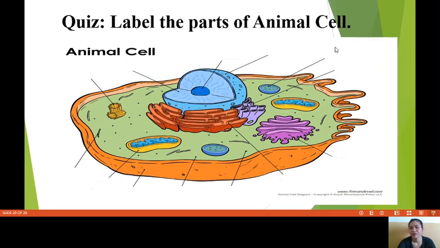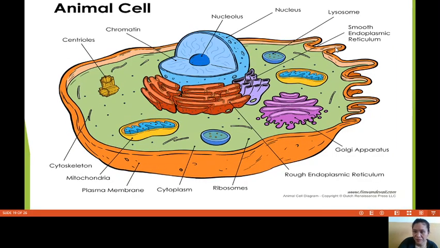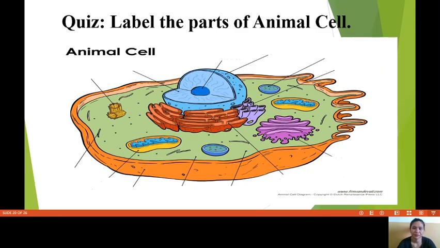Okay, let's try to remember. Oh, I forgot Golgi apparatus or Golgi complex. So let's try to answer this one. Okay, I'll give you a minute to answer.